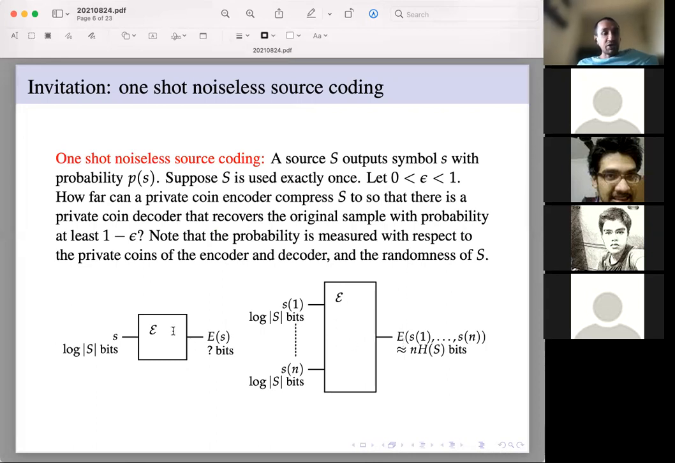So now the question is, what can you do here? The input is log|S|. How much can we go down? So there is this epsilon. How far can a private coin encoder compress S so that there is a private coin decoder that recovers the original sample with probability at least 1 minus epsilon? Okay, so this is the question. And note that the probability is measured with respect to the private coins of the encoder and the decoder and the randomness of the source S.